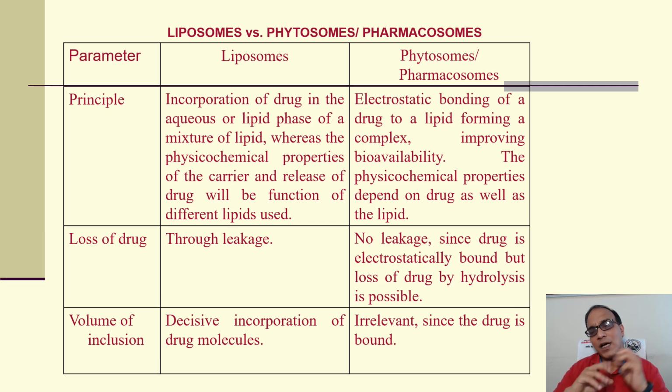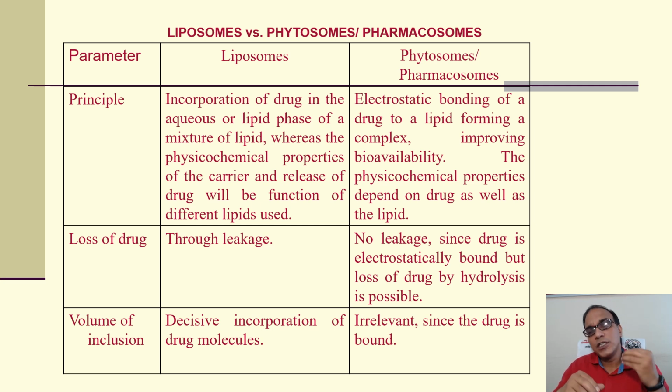Now let us define. We were telling that they look like liposomes, but they differ. How do they differ? Let's discuss. As far as the principle is concerned, in liposomes there is incorporation of drug in the aqueous or lipid phase of a mixture of lipids, where the physicochemical properties of the carrier and release of drug will be a function of the different lipids used. While in case of phytosome or pharmacosome, there is electrostatic bonding of a drug to a lipid forming a complex, improving the bioavailability. The physicochemical properties depend on the drug as well as the lipid. So they depend on both parts.